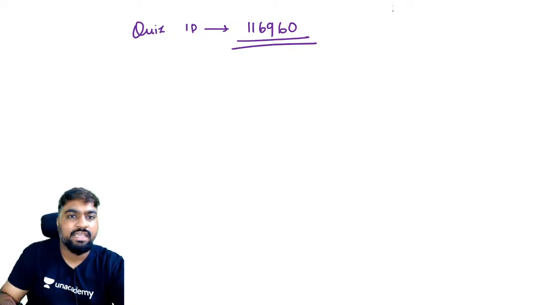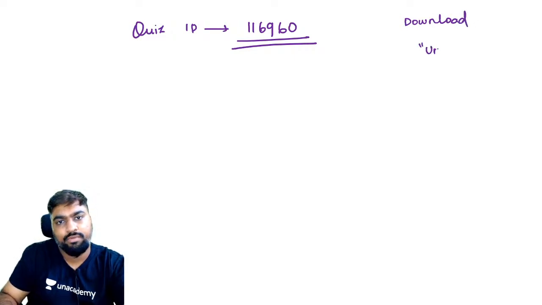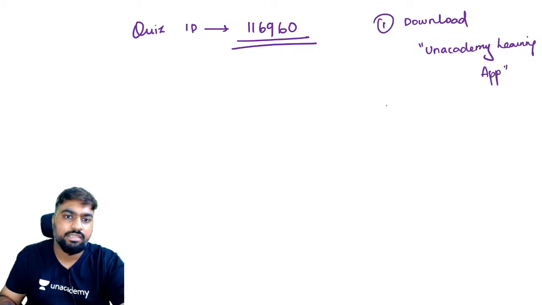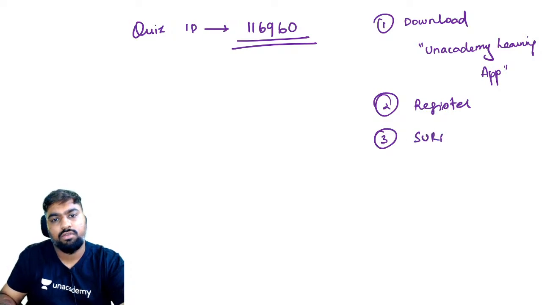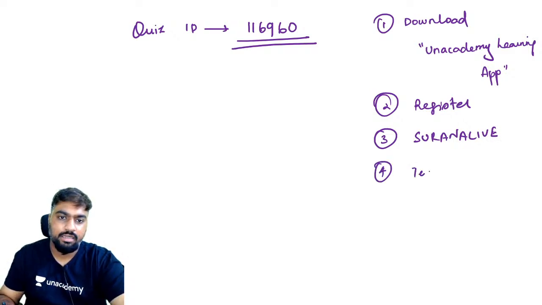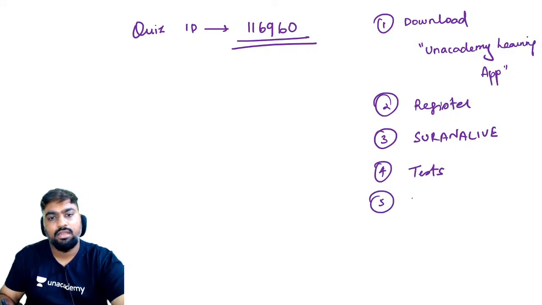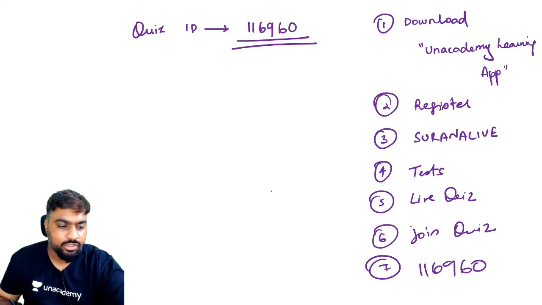Quickly join. If you do not have the app, download the Unacademy learning app. Step 1, register yourself with your mobile number, and when they ask for the code, use Surana Live. If they're not asking, it's okay. Go to tests. Under tests you will have join quiz, live test, live quiz. Go to join quiz and enter the ID 116960. Quickly join, guys.